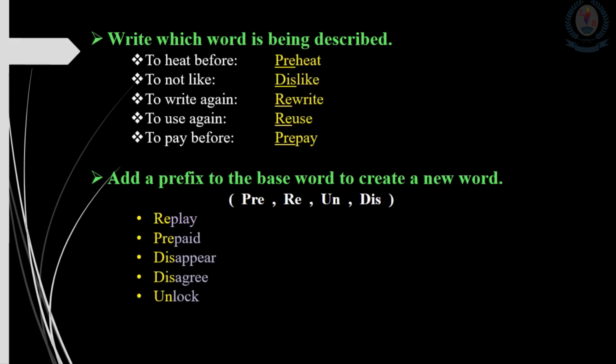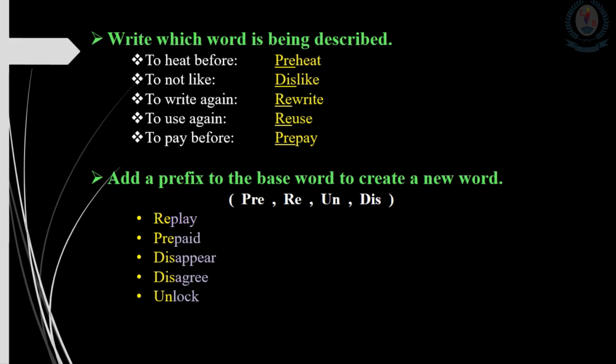To heat before, to not like, to write again, to use again and to pay before. If you want to heat something before, we can simply say we preheat that. And if you don't like something, you say you dislike. If you have to write something again, you rewrite. If you have to use something again, you reuse. And if you have to pay before, you prepay. So these are the words I have created with the use of prefixes.